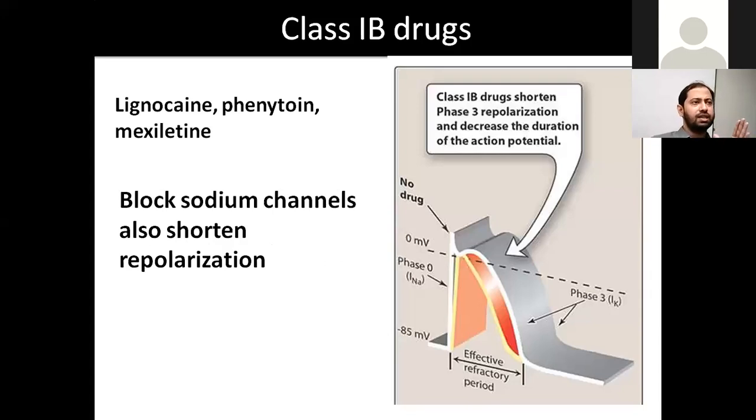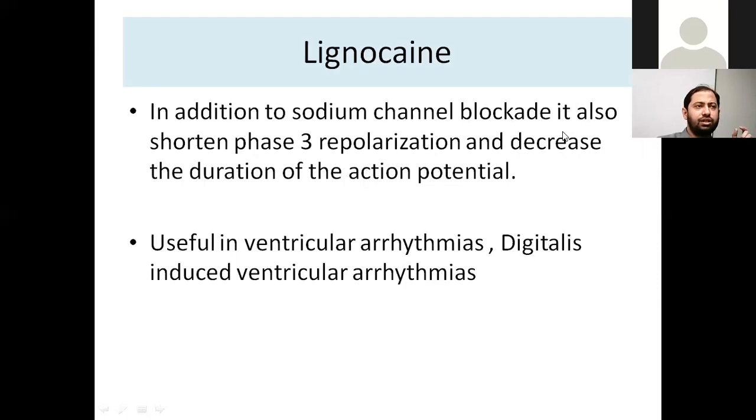If we talk about the class 1B group, this group includes lignocaine, phenytoin, and mexiletine, and it will be blocking the sodium channel as well as shortening the repolarization. So class 1B drugs will be shortening the phase 3 repolarization, and it will be decreasing the duration of action potential.